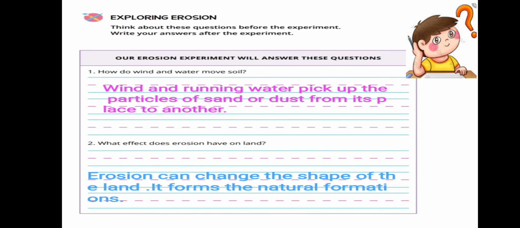The answer to these questions: wind and running water pick up the particles of sand or dust from one place to another. The answer to the second: erosion can change the shape of the land. It forms natural formations.